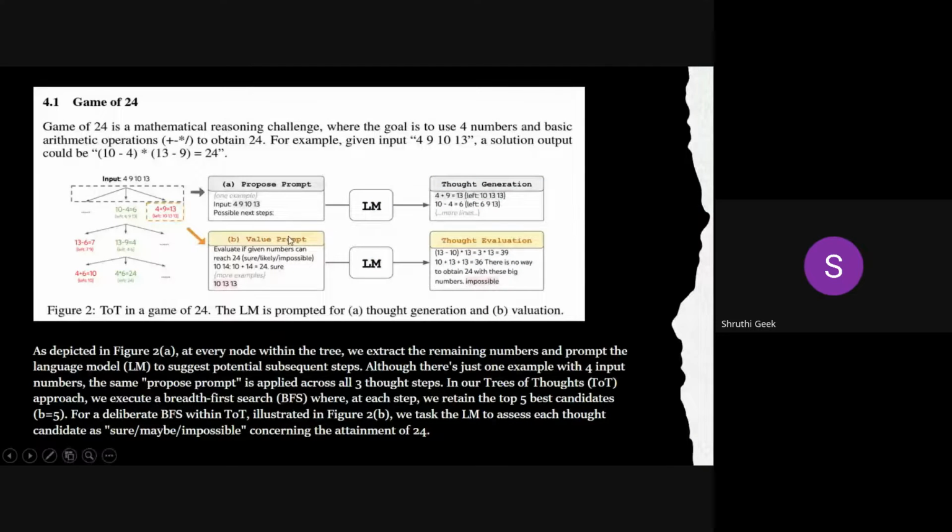So this is how the thought evaluation, or the state evaluation, takes place. Once it is evaluated, the results are here.